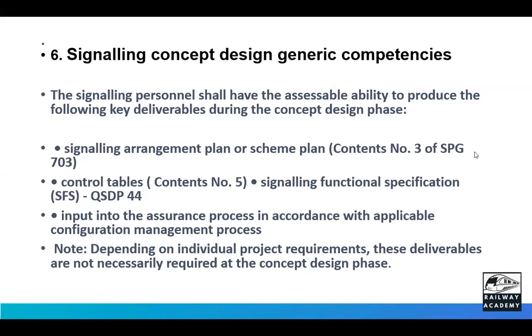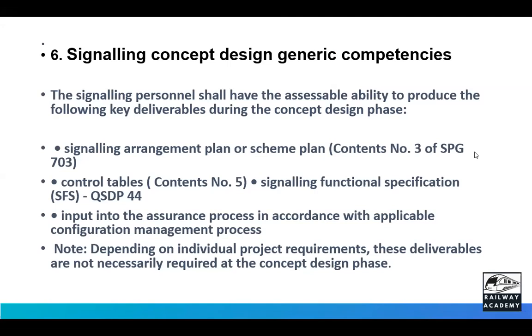Then coming to the concept design, this is to start with how we are going to start the design when the client is telling this is the design required. There you will have to start with the signal functional specification I have already told you. Then you will have the signaling plan or scheme plan depending upon the number of stations involved. Then you prepare the control table. Along with that, the signal functional specification is prepared. And then input to the assurance process, how safety is achieved. So how you will achieve it.